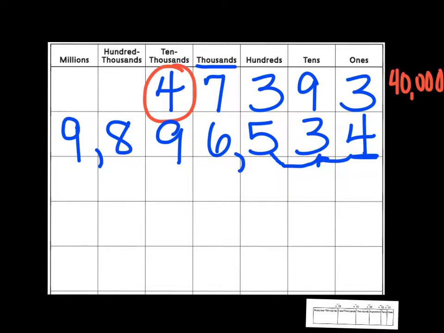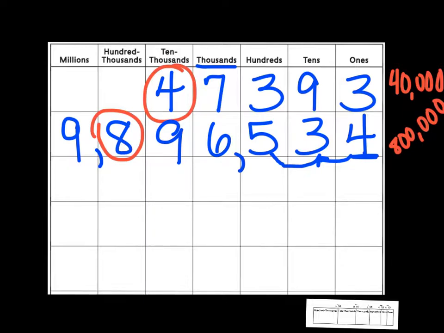Now, here's your question. What's the value of this 8? Remember, look in the column. What column is it in? It's in the hundred thousands. So that 8 would be worth 800,000. And I'm really going to have to squeeze that in there. So that 8 is worth 800,000.